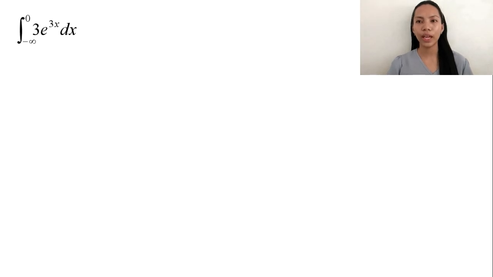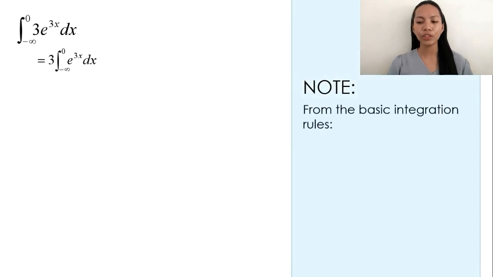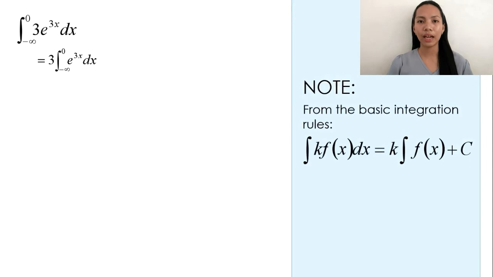So, dito, ino-note natin from the basic integration rules, which is the constant multiplied to a function, ilalabas natin ang constant and mag-iiwan ang function sa loob. So, the next step will be 3 integral of e raised to 3x with respect to x from the limits negative infinity to 0. So, dito is gagamit tayo ng u substitution. Hindi ko na i-further explain ang u substitution.